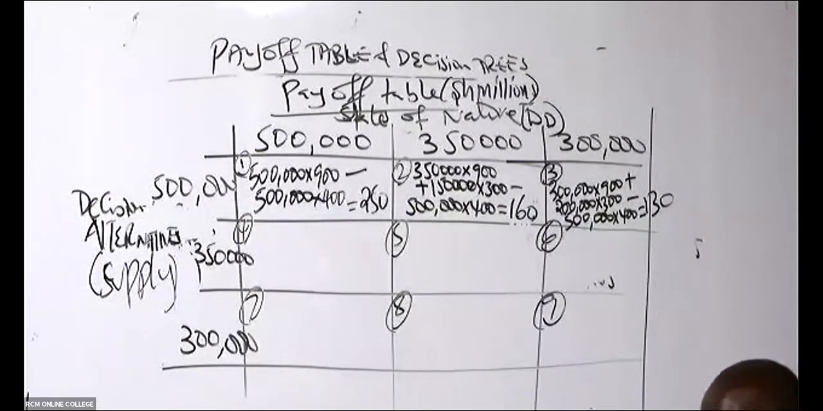So we have children saying 175. Because this number 4 is a situation of disappointing some customers. I've taken fewer units to the market, 350, but they come demanding 500,000. I would be able to disappoint 150,000.